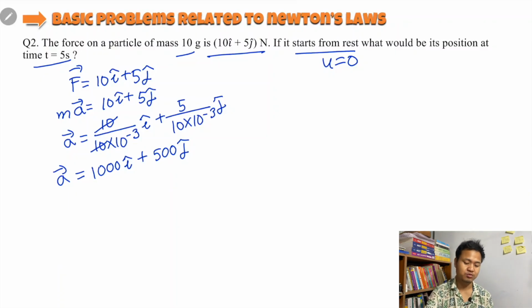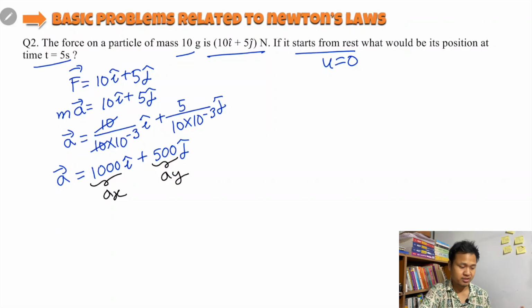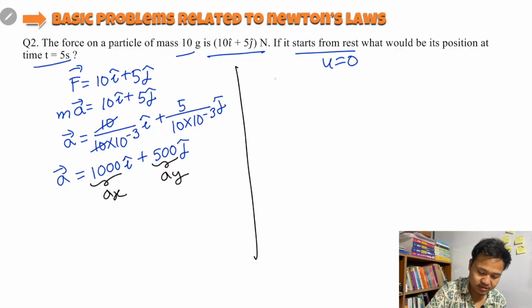So this is ax and this is ay. So there is motion in both the x and y plane. So what is the position? It starts from rest, so initial velocity is 0. Let's find out.